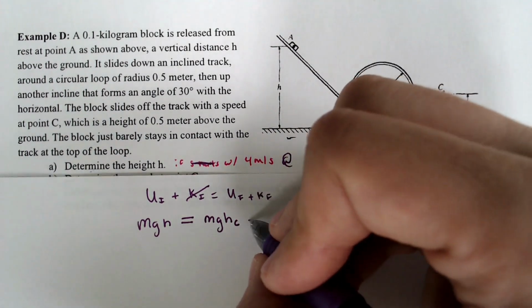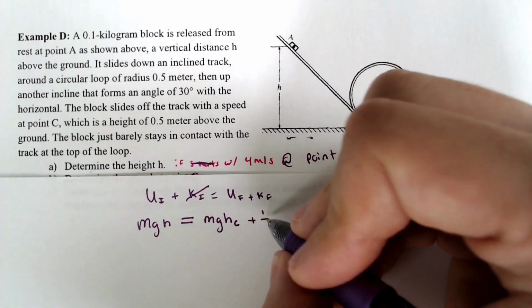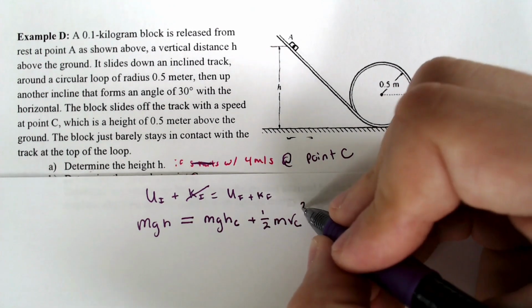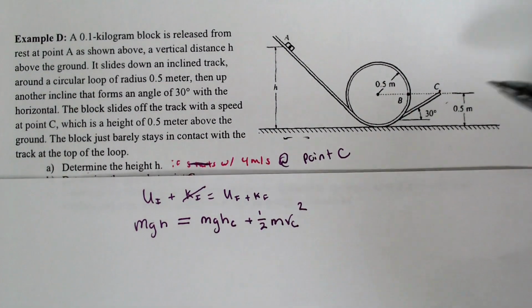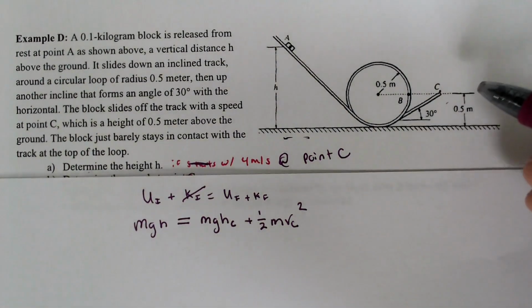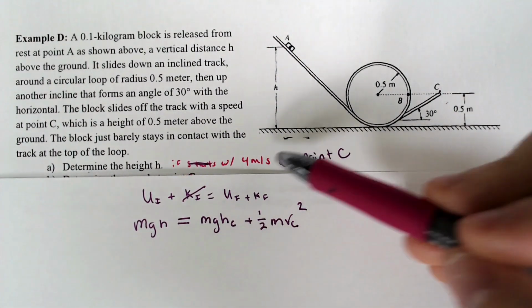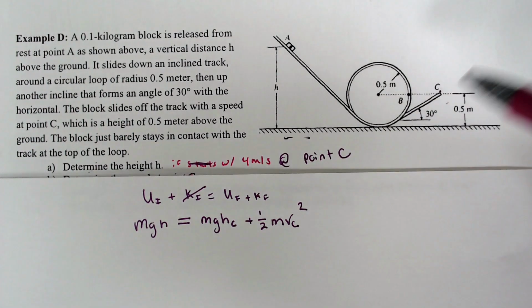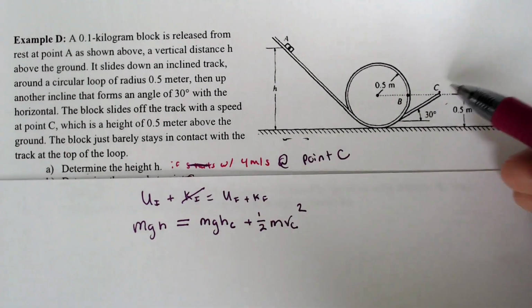And that would be plus Kf, which would be 1/2 m v, I'm going to call it vc squared because we're at point C. All right. The reason I'm focusing on everything with point C is because we were told it was going 4 meters per second at point C. It also has the height at point C, and it has an angle and all this other stuff that we can deal with around point C.